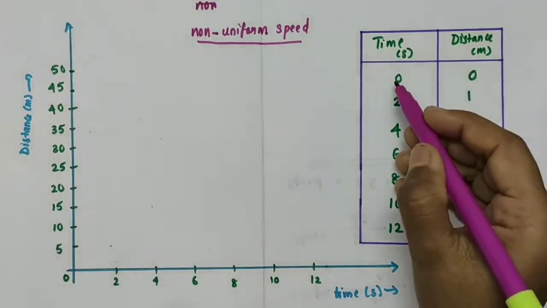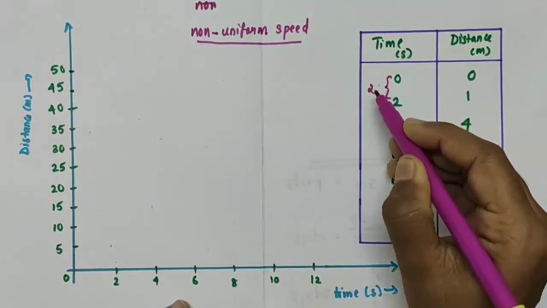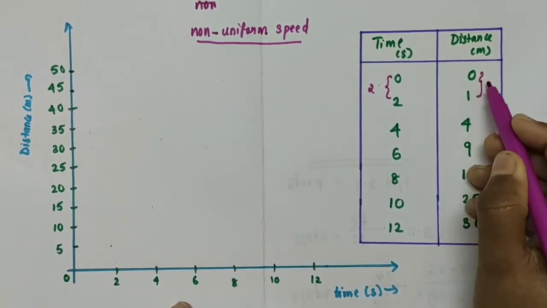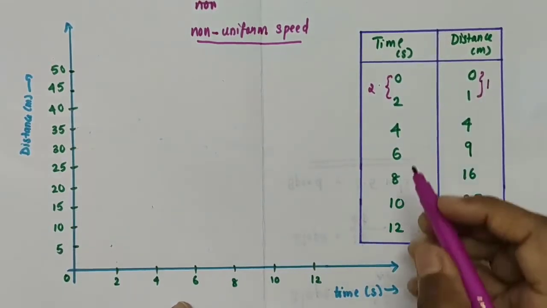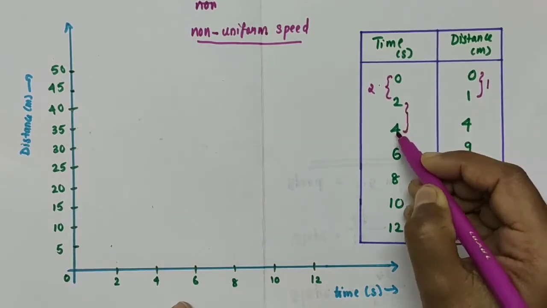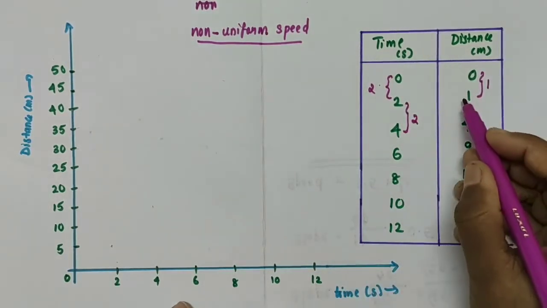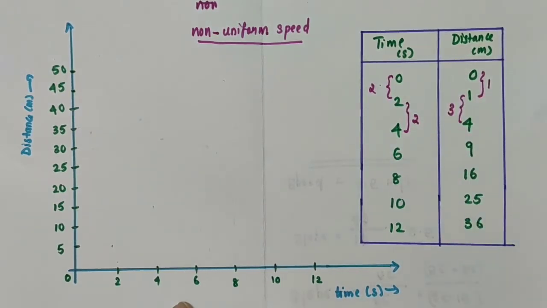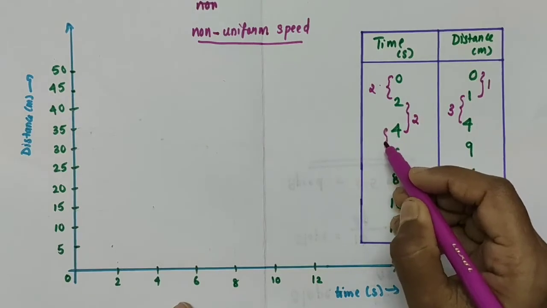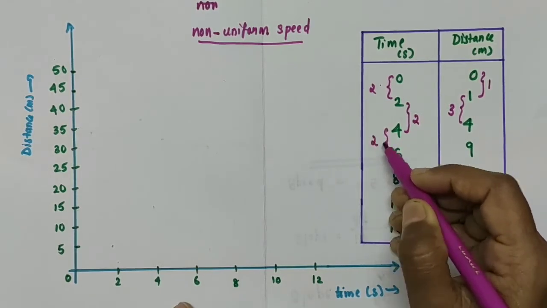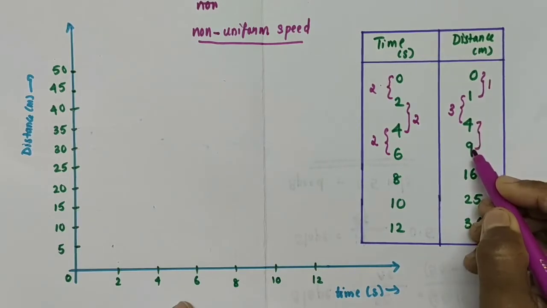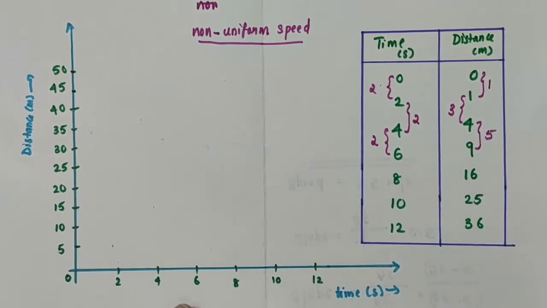You see in this interval of time, 2 minus 0, that is 2 seconds, the distance travelled by the object is 1 minus 0, 1 meter. When you take this interval of time, 4 minus 2, again 2 seconds, the distance travelled by the object is 4 minus 1, 3 meters. Now when you consider this interval of time, 6 minus 4, 2 seconds, the distance travelled by the object is 9 minus 4, that is 5. You can take any other interval of time here.